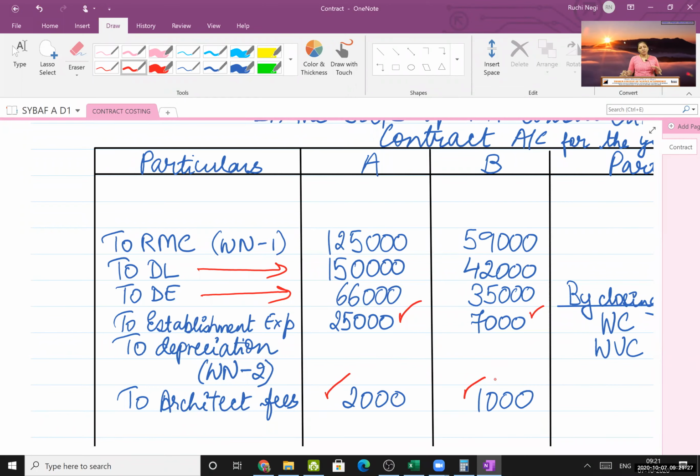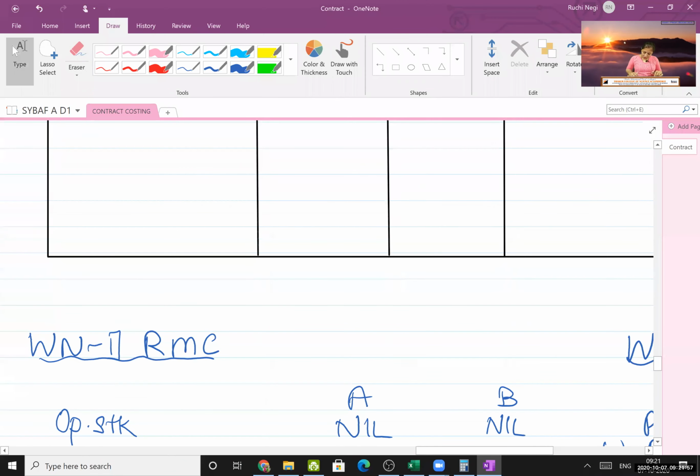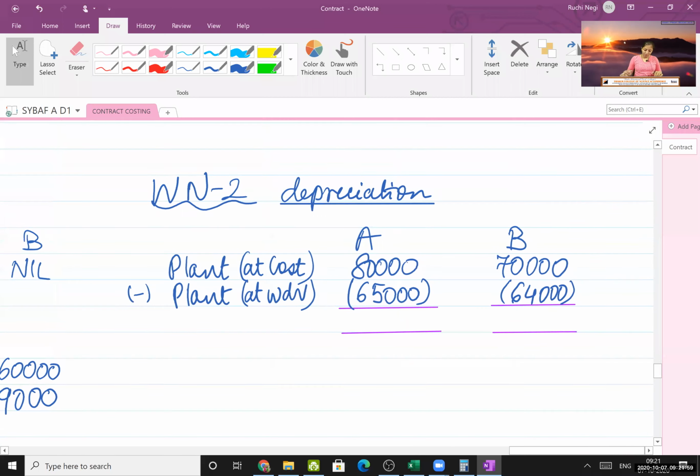So generally, working note will be for raw material consumed and then depreciation, not more than that. And sometimes it could be for architect fees also. We haven't done sums right now for calculation of architect fees. Obviously, next lecture I'll take that type of sum also. So now coming to depreciation. Working note number 2, write it here, depreciation. Simple cost minus WDV is depreciation.